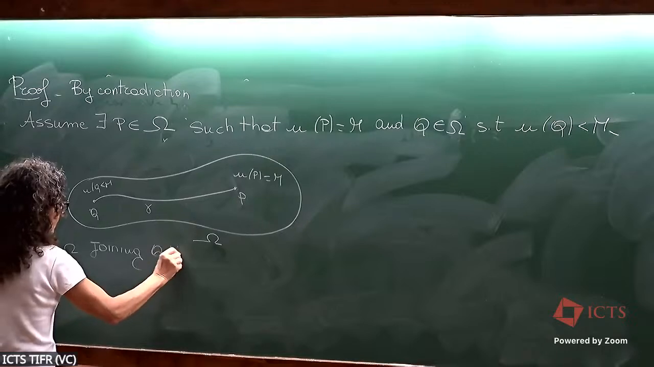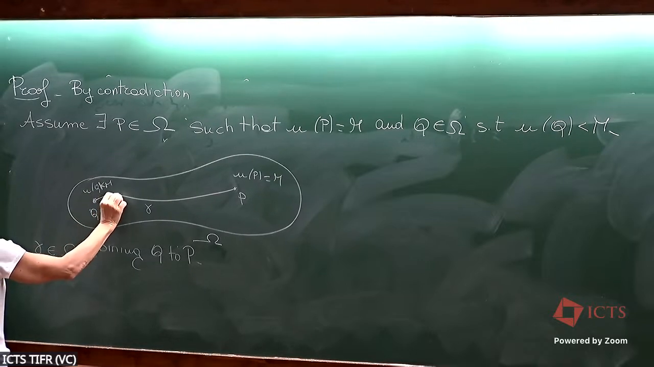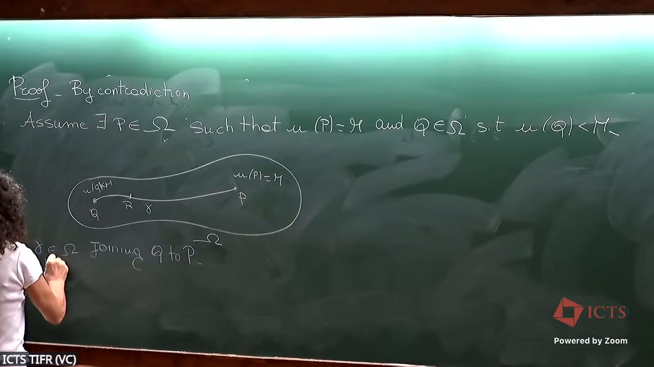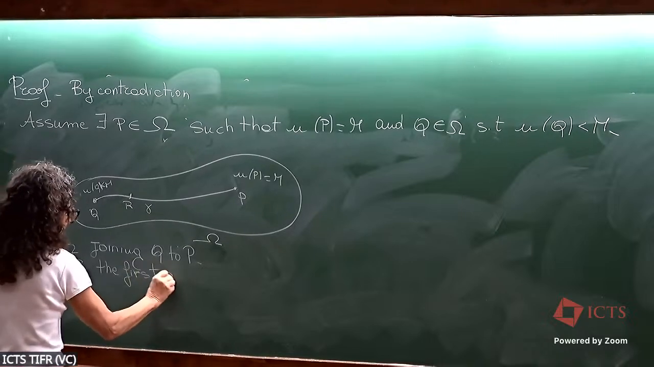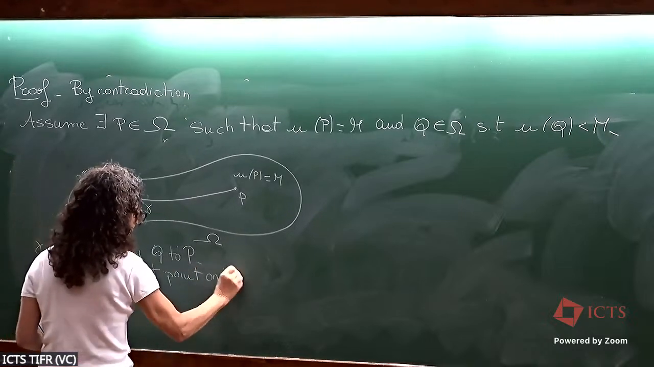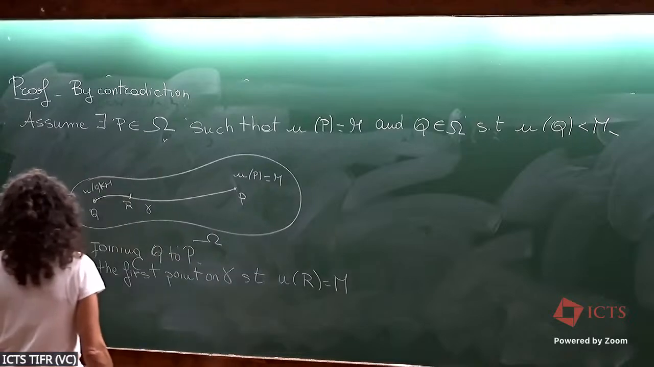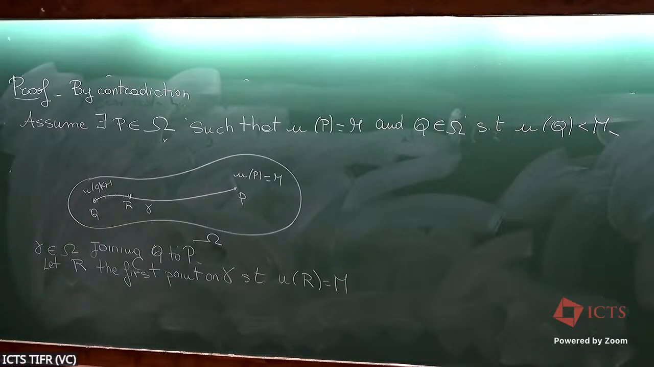So you start in Q. You have that u of Q is smaller than M, so you go along gamma, and you will find the first point R where u is equal to M. It can be P in principle, but let R be the first point on gamma such that u of R is equal to M. So for all the points between Q and R, u is smaller than M.